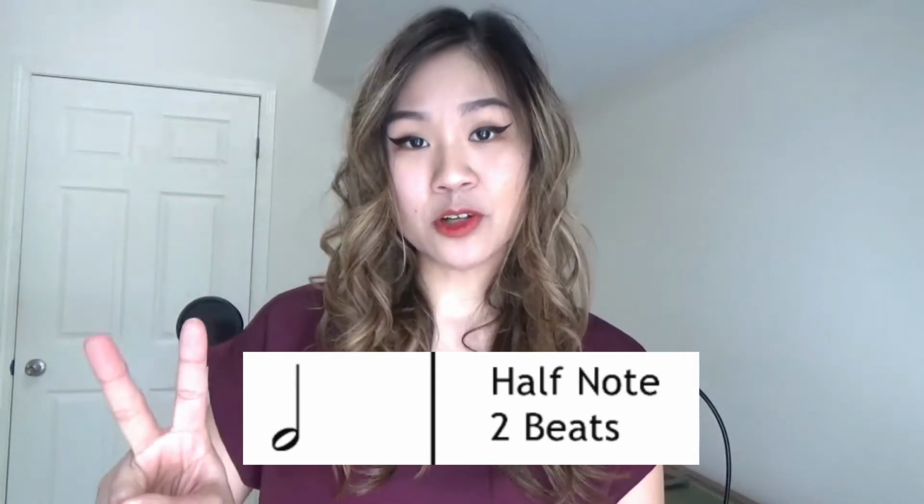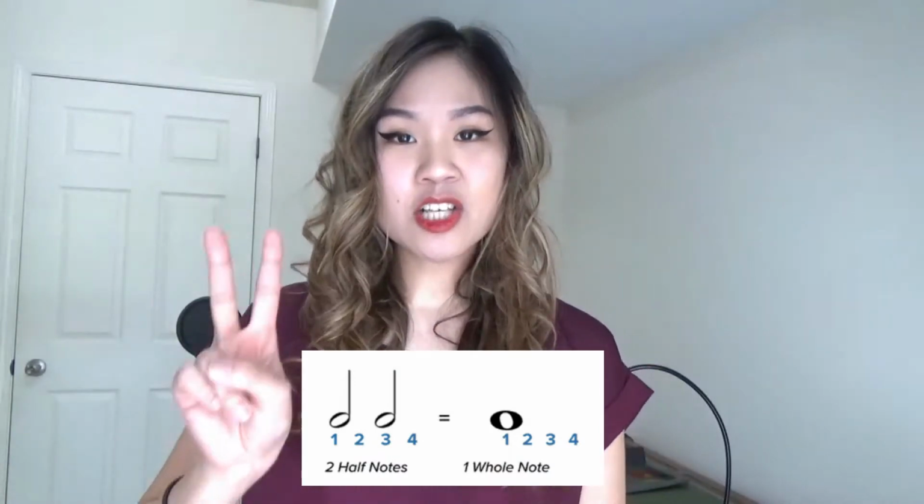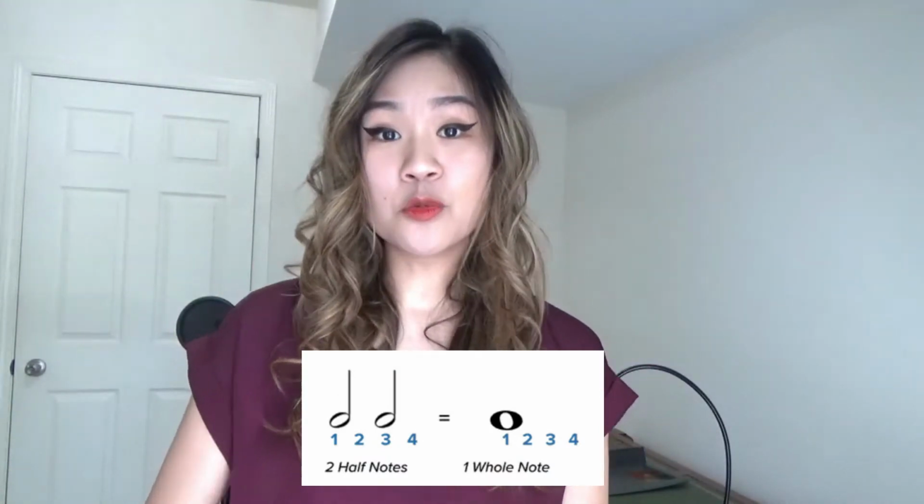The next note value we're going to cover is called the half note. The half note is equal to 2 beats in total, and so, just using basic math, it would take 2 half notes to equal 1 whole note. If I were to clap 2 half notes, for example, it would go like this: 1, 2, 1, 2.